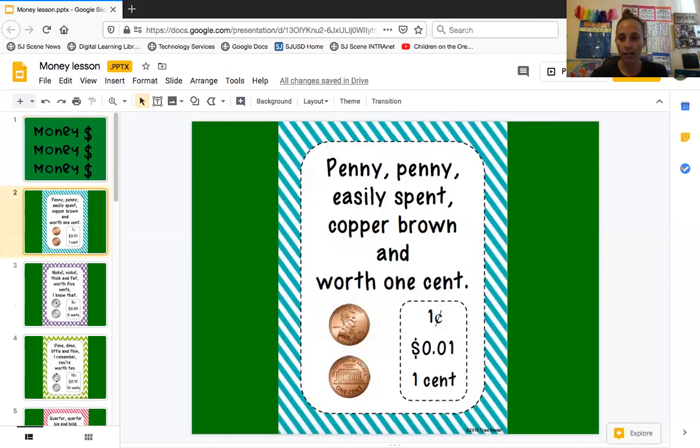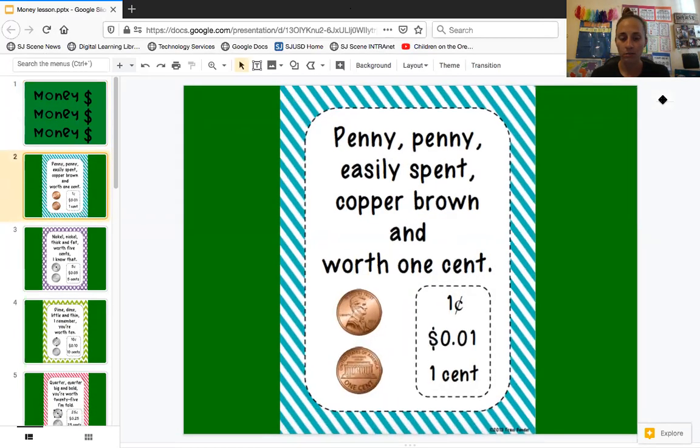Let's go over again our song for pennies. Remember, a penny right here is worth 1 cent. You ready? Penny, penny. Say with me. Penny, penny. Easily spent. Copper, brown, and worth 1 cent. Let's try it again. Penny, penny. Easily spent. Copper, brown, and worth 1 cent.